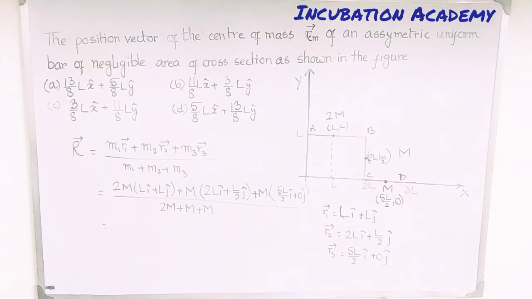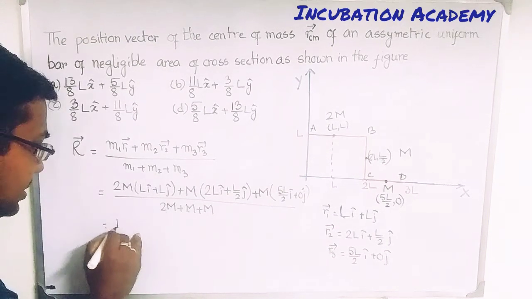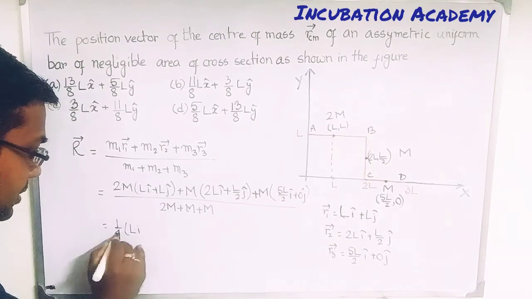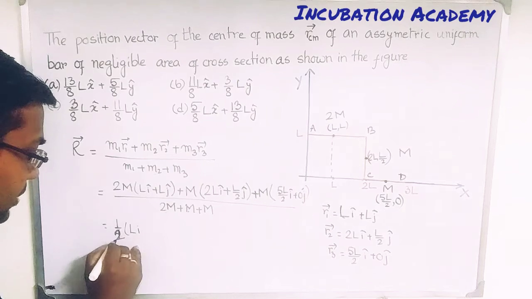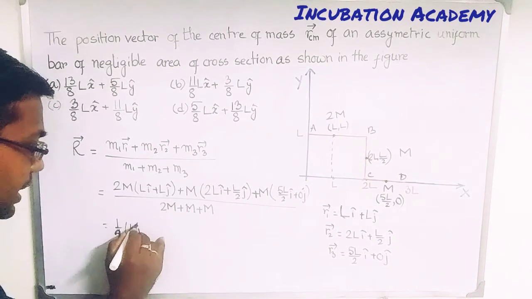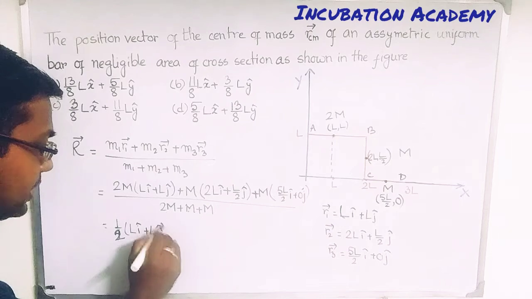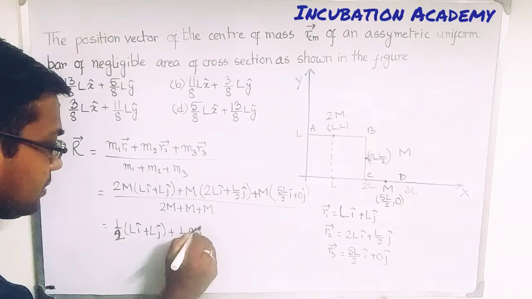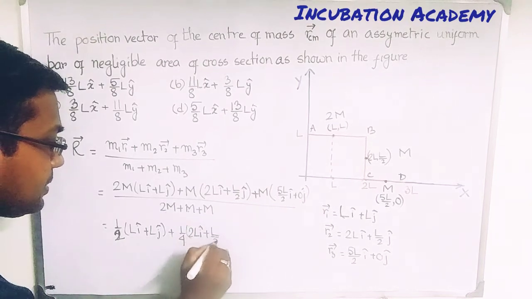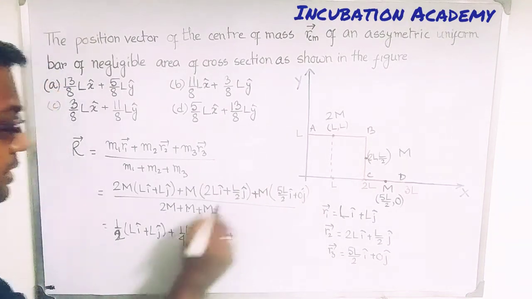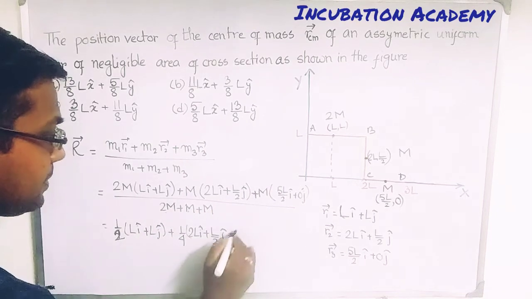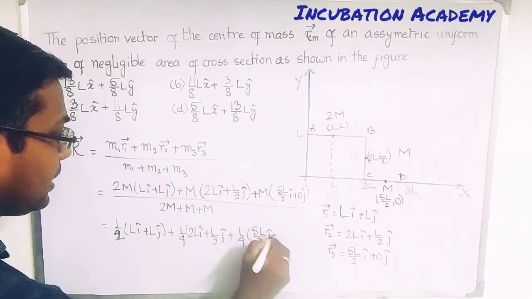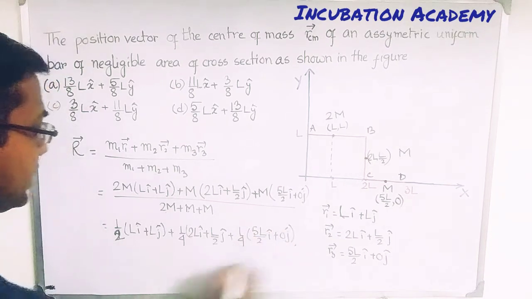So I can just write it down, if I divide by 4m, it is 2 by 4, that is 1 by 2, L i cap plus L j cap. Here I can write 1 by 4, 2L i cap plus L by 2 j cap. Here if I divide by 4m, then it will be 1 by 4, 5L by 2 i cap plus 0 j cap.